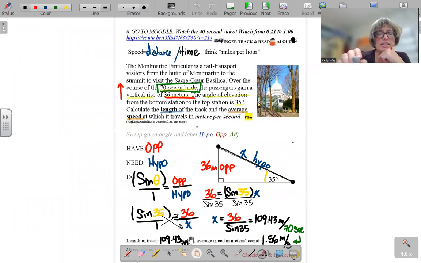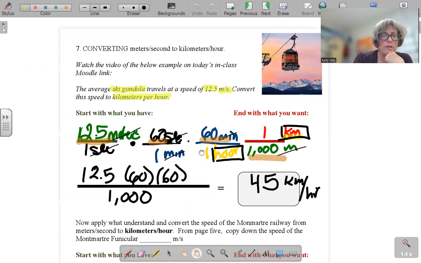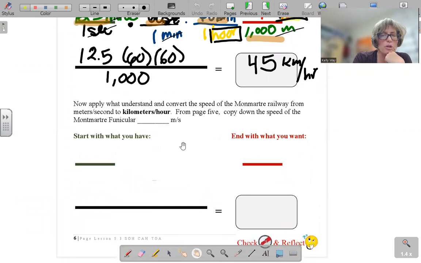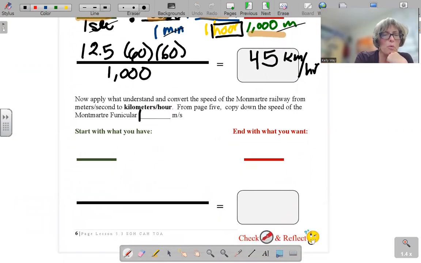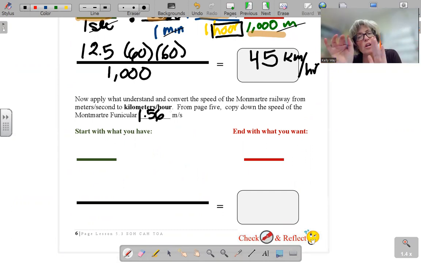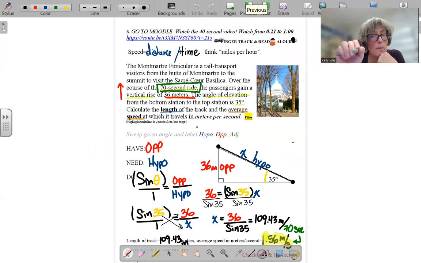Now, what you're going to do is take the speed from this prior page that you should have calculated at 1.56 meters per second. And you're going to convert 1.56 meters per second. You're going to follow the exact same process, starting with meters per second, going into kilometers per hour, and calculate how fast in kilometers per hour is the Montmartre funicular railway traveling.